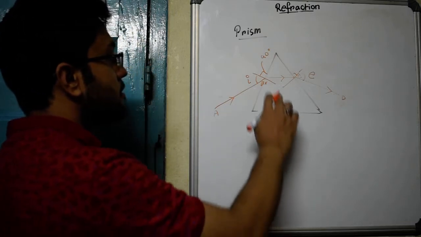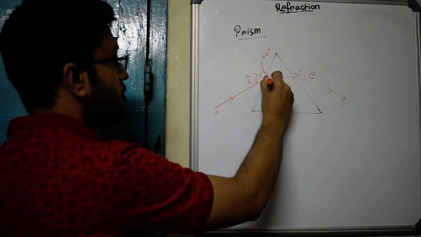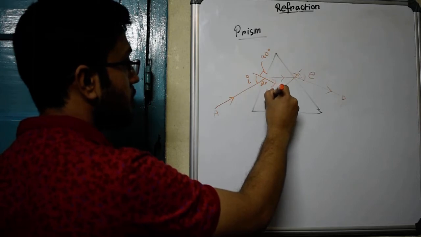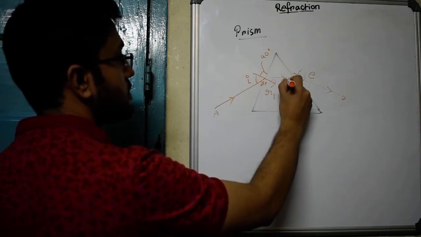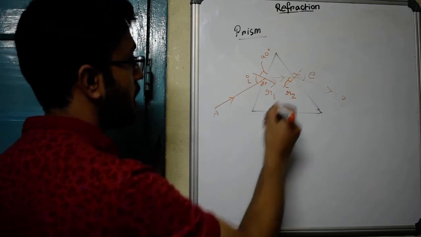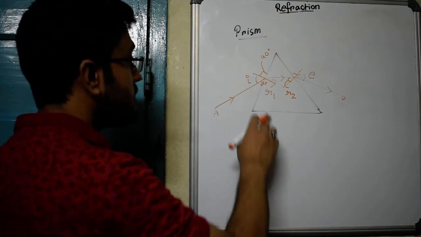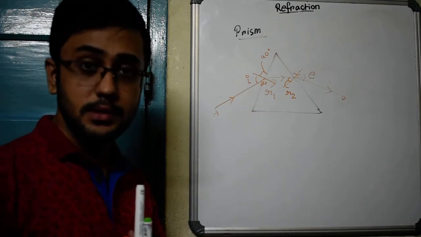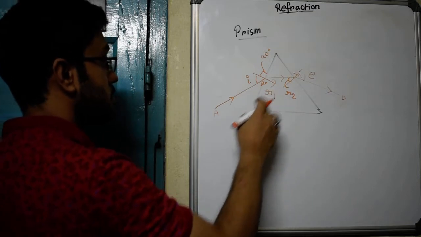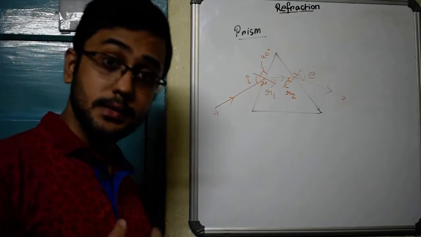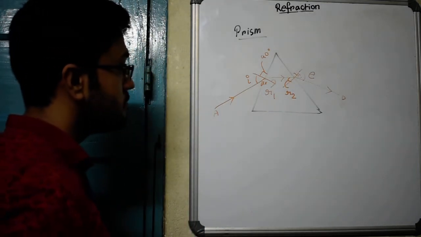And the angle that the refracted ray makes with the first normal is called r1, and the angle that it makes with the second normal is called r2. This is called angle of refraction at the first surface of the prism, and this is called the angle of refraction at the second surface of the prism.